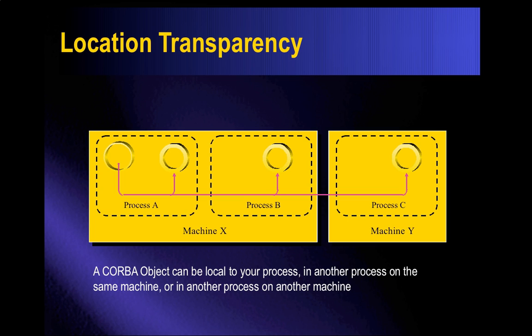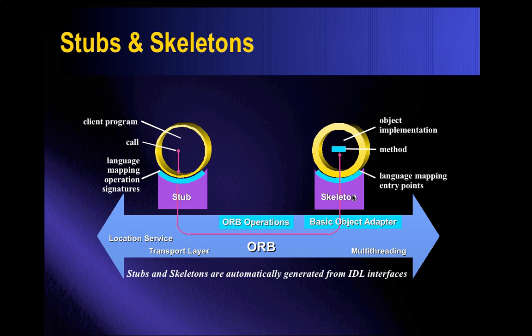So beans and objects are pretty much the same thing in CORBA. So location transparency: we don't know if it's machine X or machine Y, but we have processes A, B, and C running, and they're all running together as if they were all on the same machine, but process C is over here on machine Y. So stubs and skeletons, same concept as before.